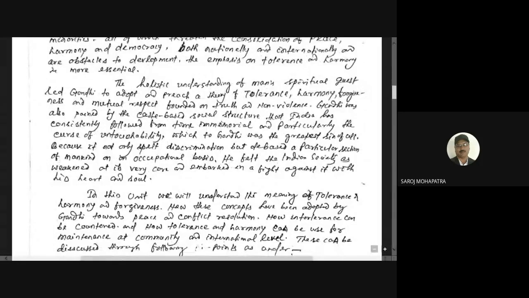man's spiritual quest led Gandhi to adopt and preach a theory of tolerance. Tolerance, meaning forbearance, a forbearing nature. So to adopt and preach a theory of tolerance, harmony, forgiveness, and mutual respect founded on truth and non-violence.